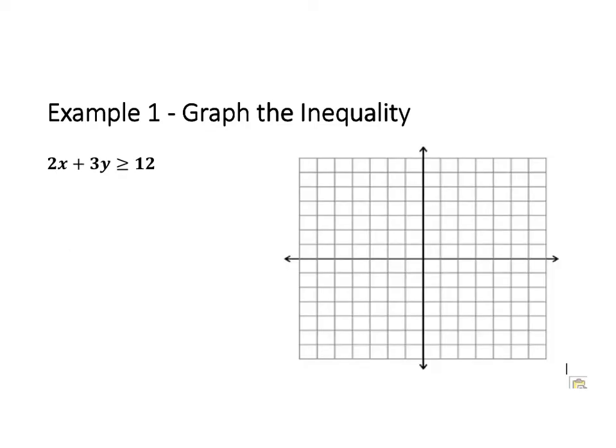Okay, so here's our first example, and we have to graph this linear inequality. First of all, based on the inequality, which is greater than or equal to, I need to decide what type of line it's going to be. So since it's greater than or equal to, that means I have closed dots and a solid line.